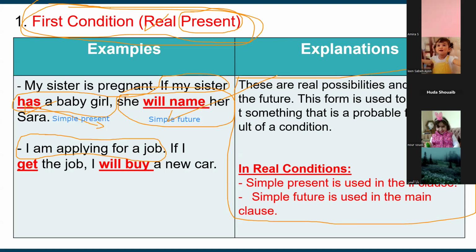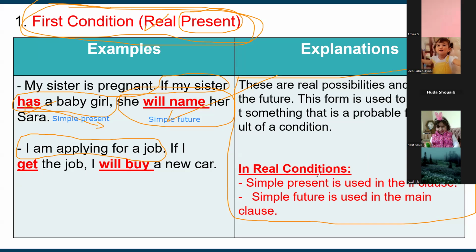Yes. Now my sister is pregnant. In the future, she will get a baby, right? Yeah. Now I am applying for a job. In the future, I will buy a new car, right? Yes. So these two situations are happening now, but they will have future results, right? Mm. In this case, which tenses do I use?